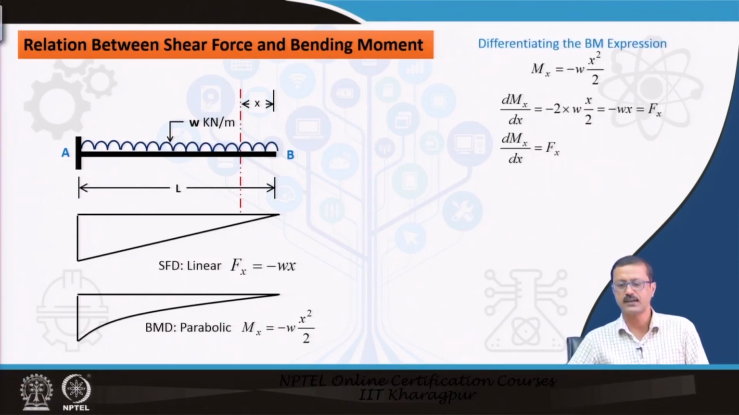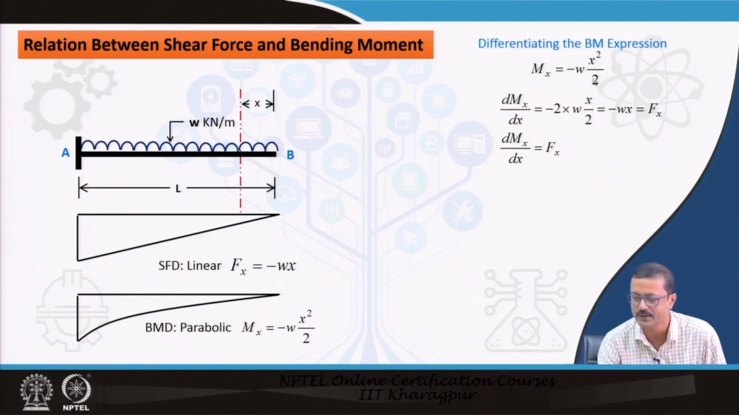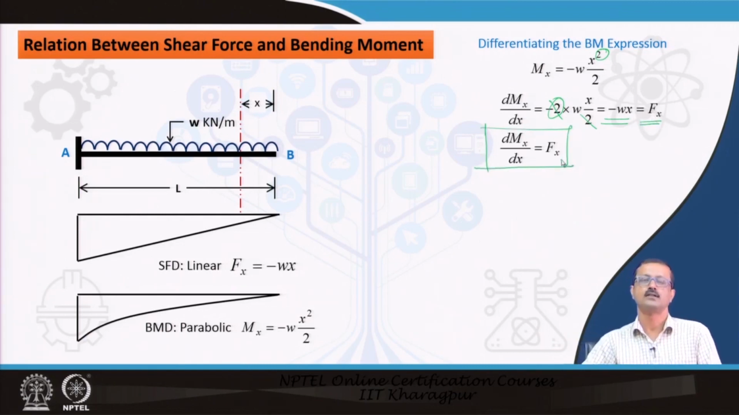Now, let us see: if I differentiate the bending moment expression, W x squared by 2, with respect to x, dMx/dx, the power 2 comes down, the 2 and 2 cancel, and we get W into x, that is Fx. So I can say that the first-order differentiation of the bending moment with respect to x is nothing but the shear force. That is the relation between them.